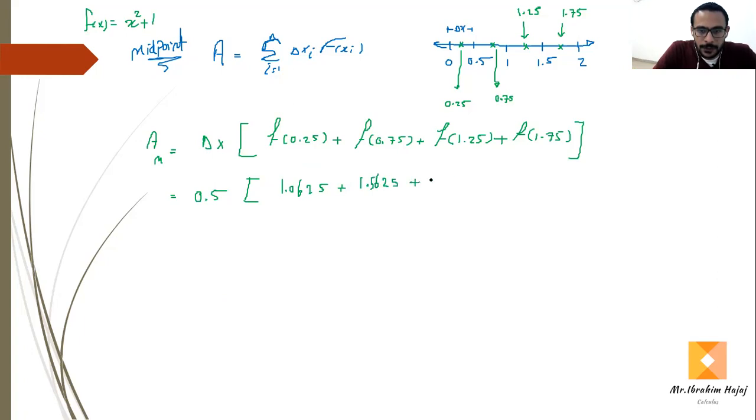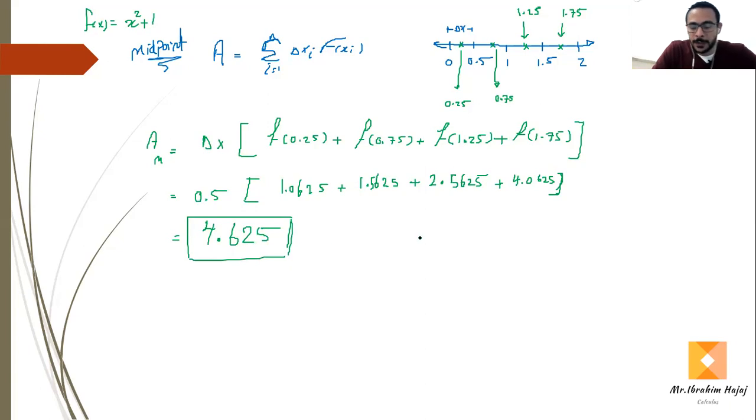Then f of 1.25 is 2.5625, plus f of 1.75, which is 4.0625. Then you have to add all this and multiply your answer by 0.5. 1.0625 plus 1.5625 plus 2.5625 plus 4.0625 gives 9.25, multiplied by 0.5 is 4.625. This is our closest answer. Yes, you see, guys, let's compare the three answers.